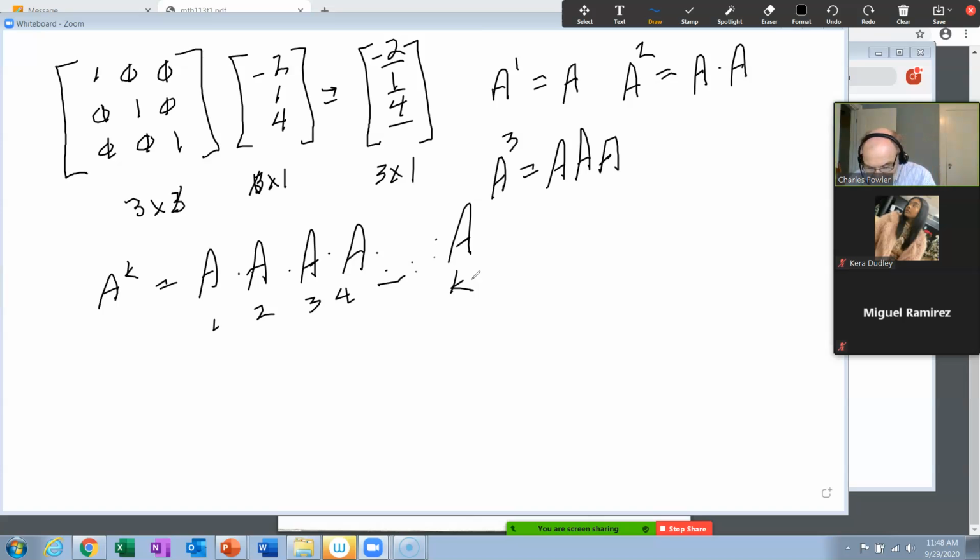Now, here's the only key here. What do we mean by A to the 0th power? Just like in real numbers, that would be I sub n. Whatever your size A was, it had to be a square matrix, that would be the identity matrix. Okay? So that's the only key to the I here.